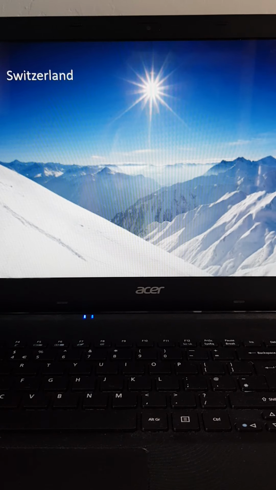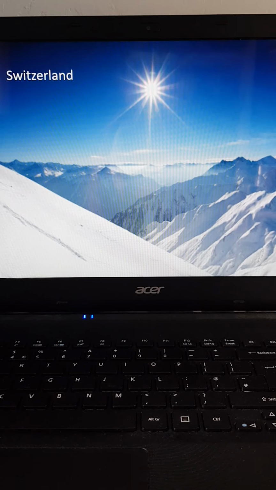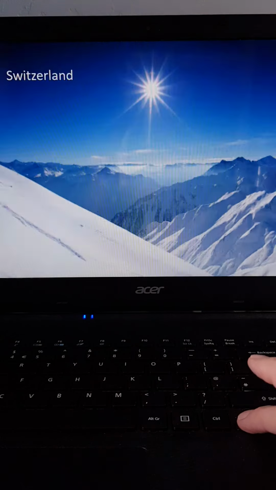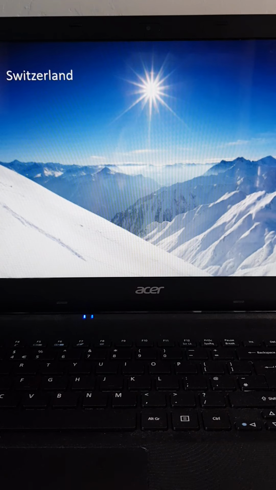We've got an image of Switzerland now. So we're up in the mountains, probably about to ski down. The sun's shining brightly. Okay. And that's our last one. Okay, so let's try and fill in that information now. Off you go.